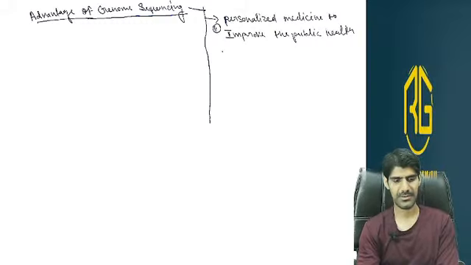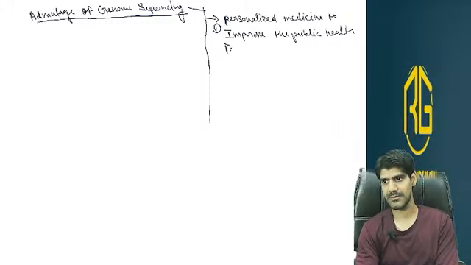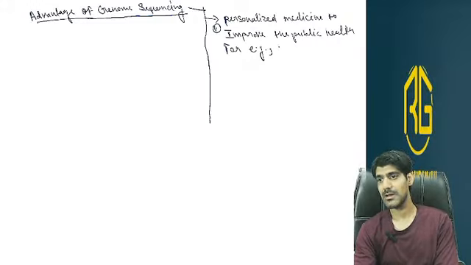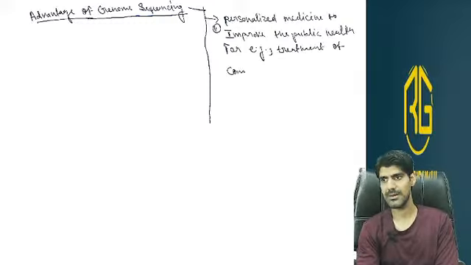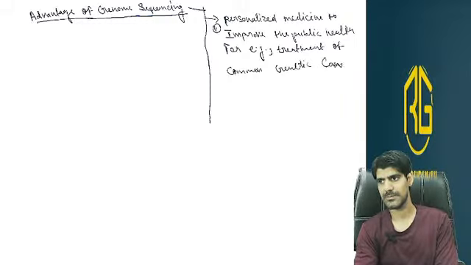So this is the first one. For example, treatment of common genetic conditions such as cancers.